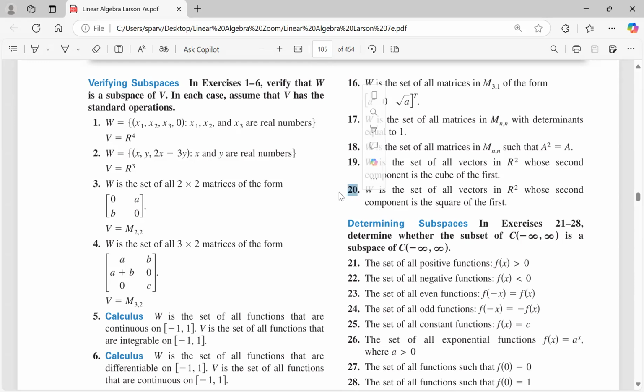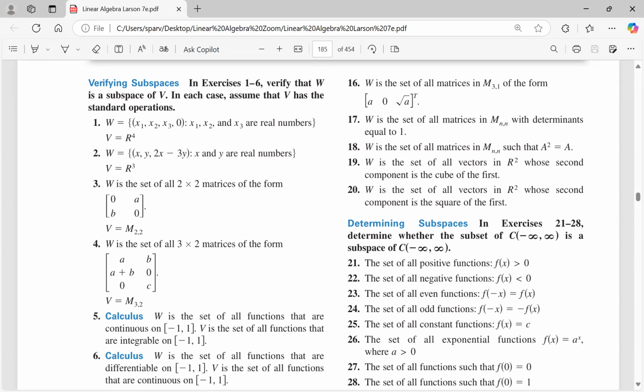number 20? In number 20, well, let me write it down first. Number 20, W is the set of all vectors in R2 whose second component is the cube of the first. Oh, sorry, the square, not cube. The square of the first. Okay, so the first component, I'm going to call it A. The second is the square of the first. That would be A squared.